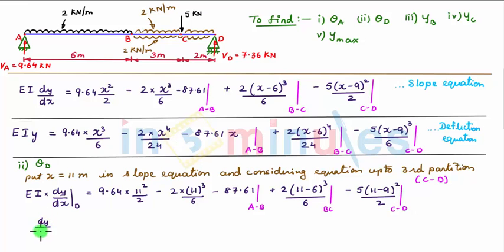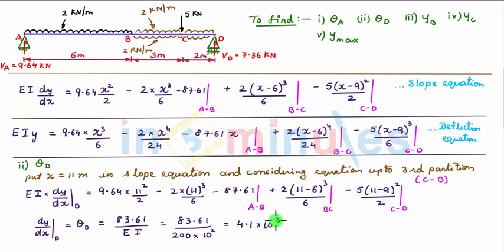So your dy by dx at D or theta D is equal to 83.61 upon EI. Upon substituting the value of EI, we have 83.61 upon 200 into 10 to the power 2, which is the product of EI. So we get the value of theta D as 4.1 into 10 to the power minus 3 radians. Now we see that slope at D is positive slope.